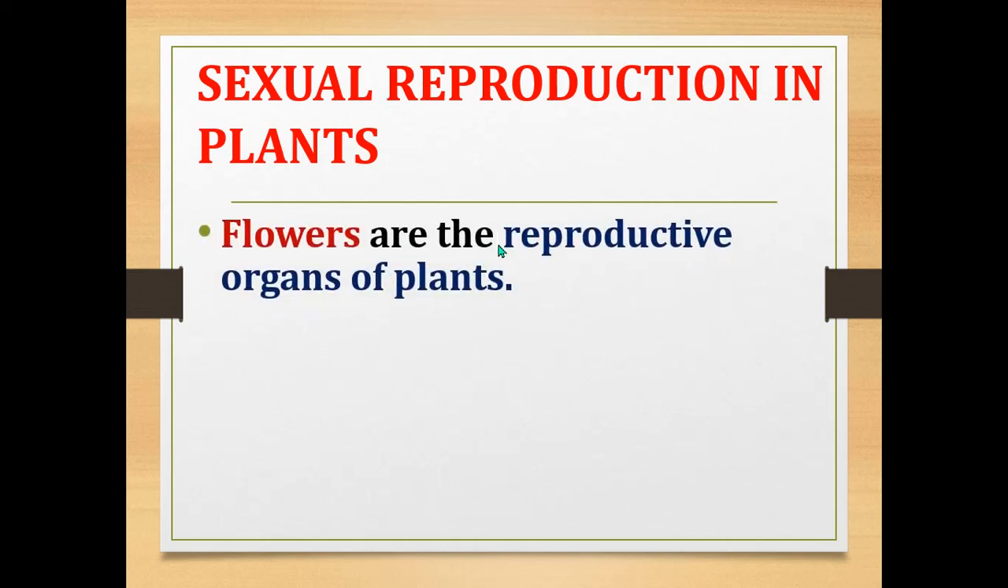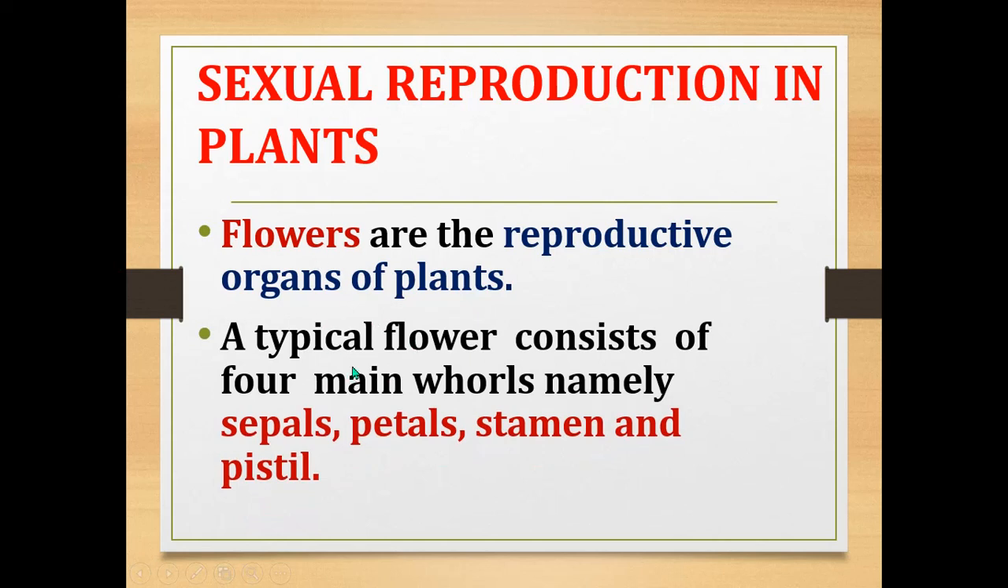Now let's see about sexual reproduction in plants. Which is the reproductive part of the plant, children? Flower. Yes, you have studied about this in your previous year. So the flower is the reproductive organ of the plants. A flower consists of four main folds. What are they? Sepals, petals, stamen and pistil. So what are the four main parts of a flower? Sepals, petals, stamen and pistil.